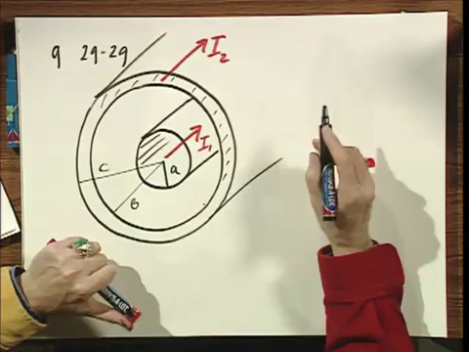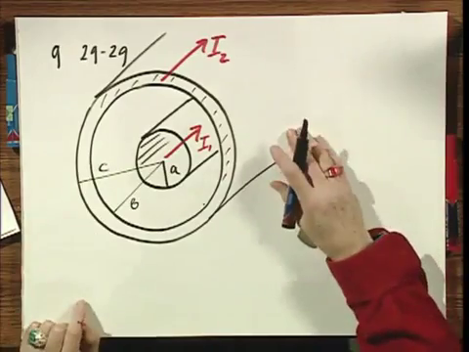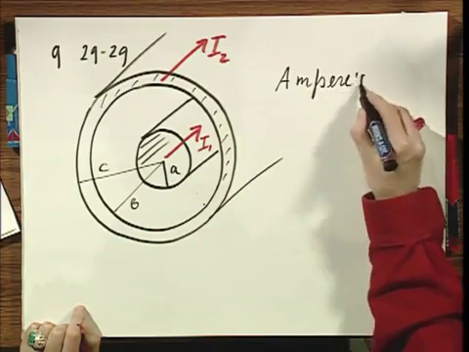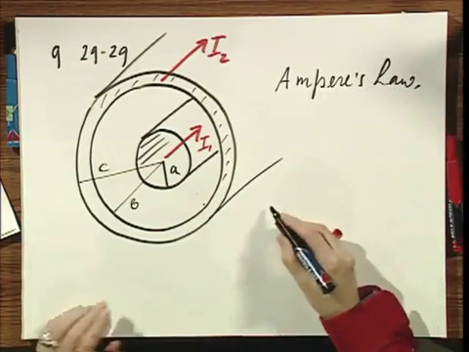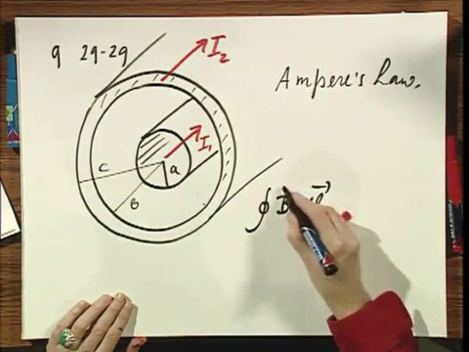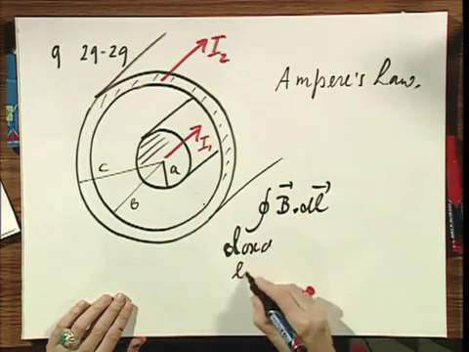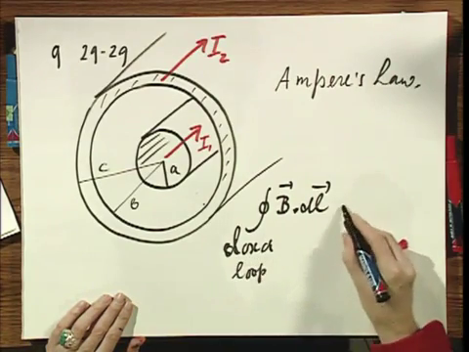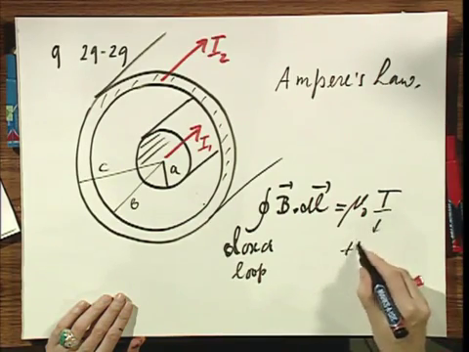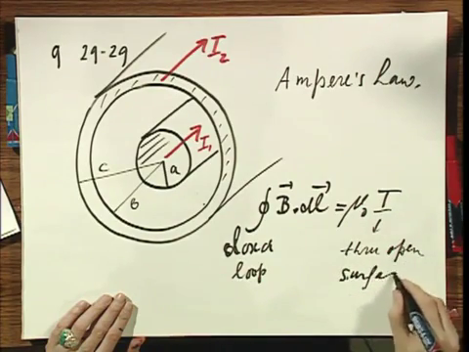Well, thank goodness that we don't have to use Biot and Savart, because we have a very long, infinitely long wire. So we're going to use Ampere's law. But I want to talk a little bit about Ampere's law. Ampere's law says that the closed loop integral of B dot dl over a closed loop equals mu 0 times I, and I is through an open surface attached to that loop.